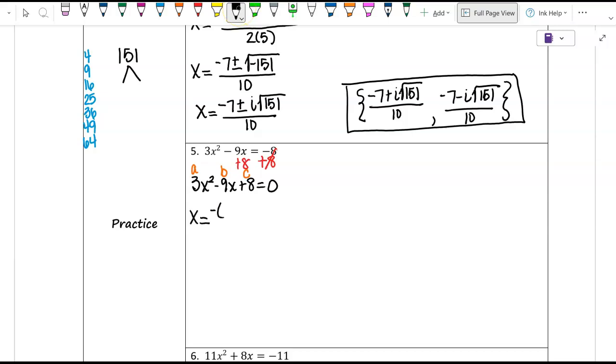So x equals negative 9 plus or minus the square root, the quantity negative 9 squared minus 4 times 3 times 8, all divided by 2 times 3. We have that double negative out front, so that's going to end up being a positive 9. So x equals 9 plus or minus some number under the square root divided by 6.